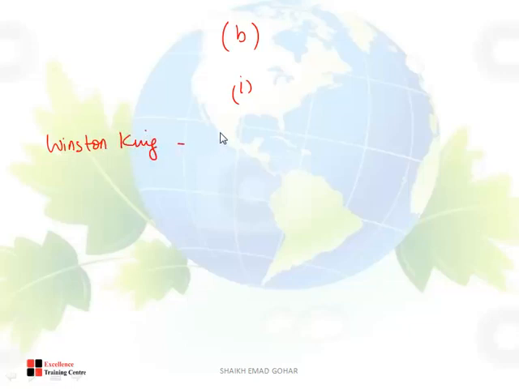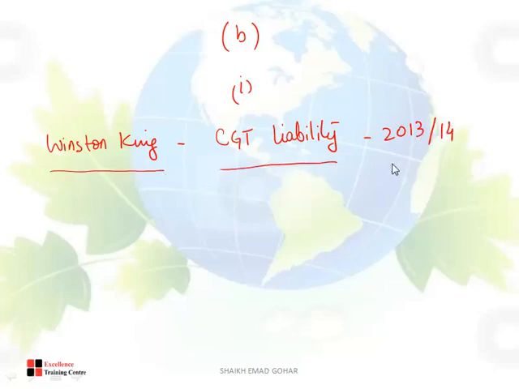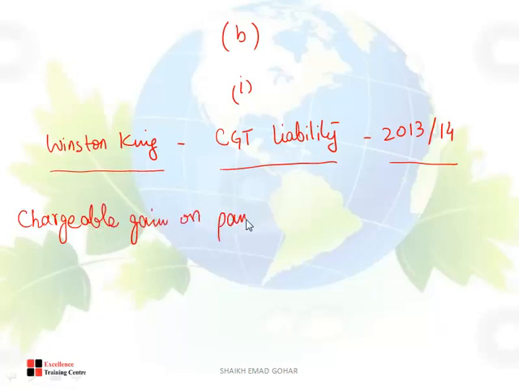And what are you going to do? You are calculating capital gain tax liability for which year? 2013/14. This should be the heading when you are solving this part. Now there is no need to write proceeds less cost, because they are directly telling you the chargeable gain. So chargeable gain on painting. How much is chargeable gain on painting? 46160.